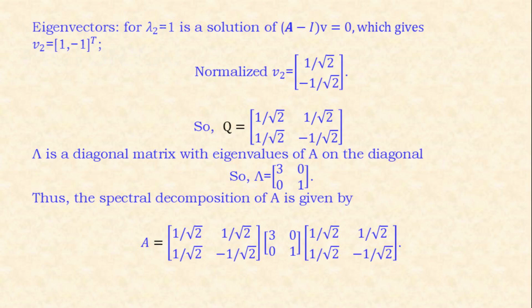Continuing with our example, we solve for the eigenvectors associated with lambda equals 1 and find the normalized eigenvector V2. Thus, the matrix Q is formed by taking V1 and V2 as column vectors. So by definition, the following is the spectral decomposition of A.